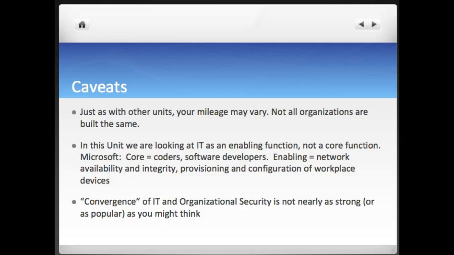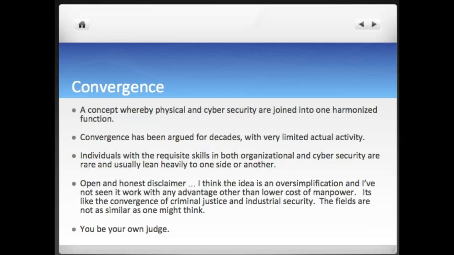And I'll tell you why, and I'll give you my own personal feeling on it, which may not jibe with what your other professors in both the organizational and the computer science department may feel about convergence. But I have my own feeling about it as someone who's worked in the industry, and I'll share that with you. And again, your mileage may vary, and that will be just my opinion.